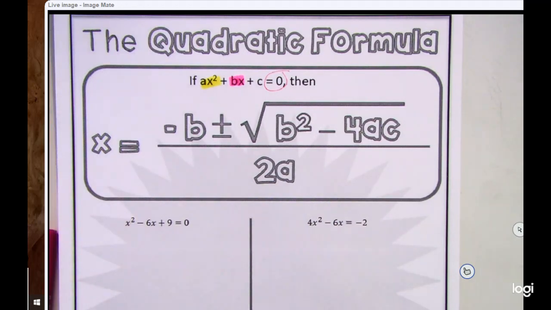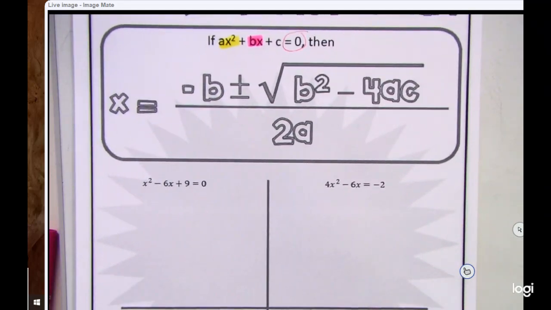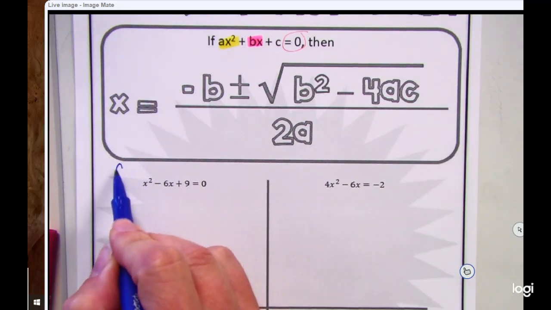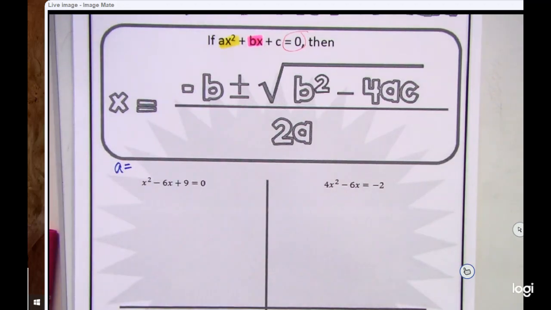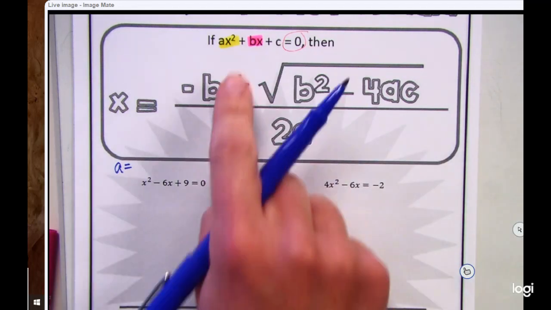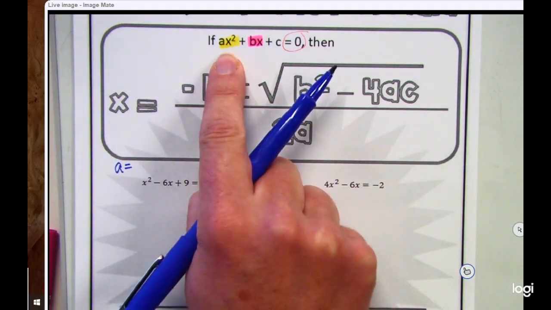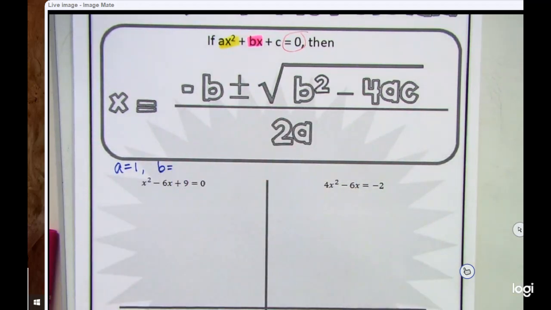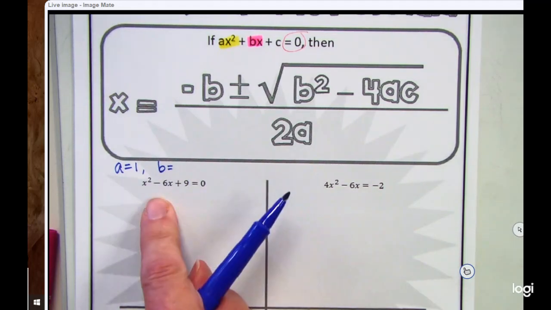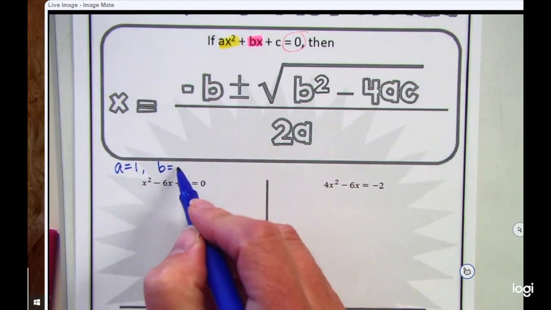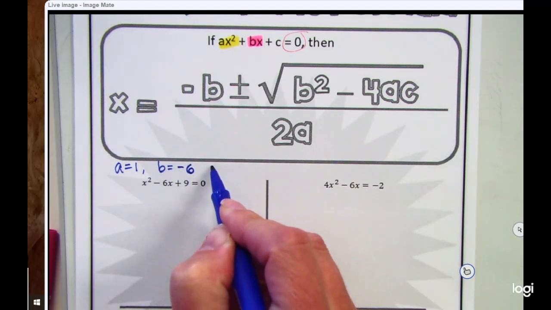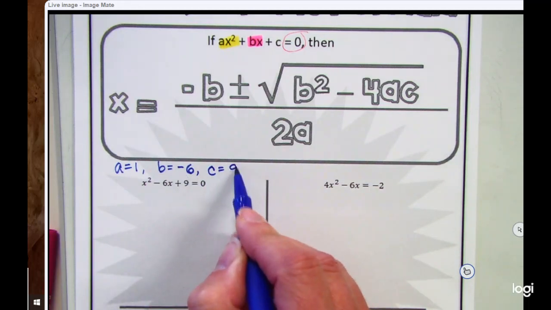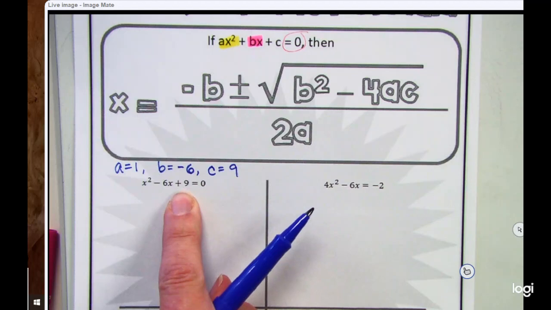So I come down here, and maybe what we'll do first is determine what A, B, and C are. What's A in this equation? A is the first number that's in front of x squared, so it's 1. What is B? 6. Okay, but I'm going to use its sign: -6. And the C term is what? It's that constant there at the end.